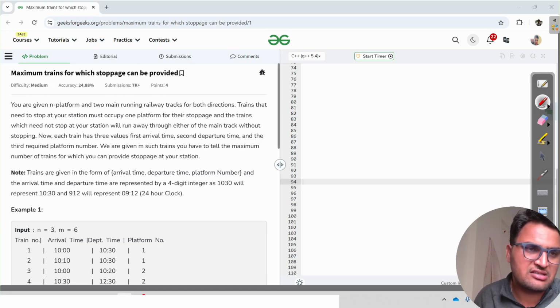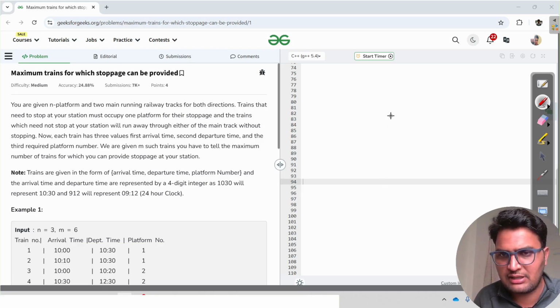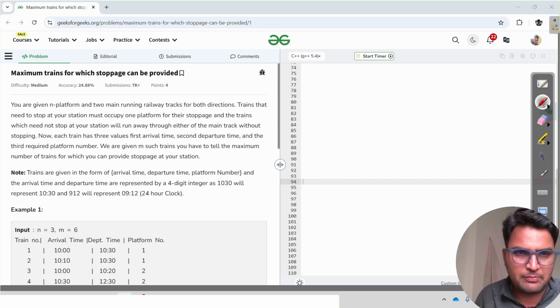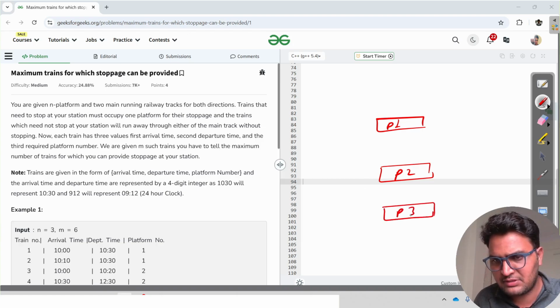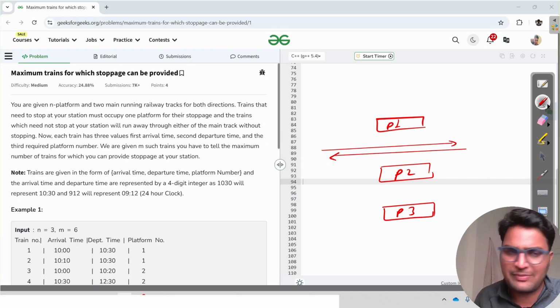So here the question says you are given n number of platforms and two main running railway tracks for both the directions, right? What does it mean? For example, we will have basically n number of platforms, right? So for example, this is platform P1, correct, and this is platform P2, right, and for example this is platform P3, and we have in between some main tracks. So this is for this side and this is for this side. So two main tracks we have here, that is what it is mentioned.